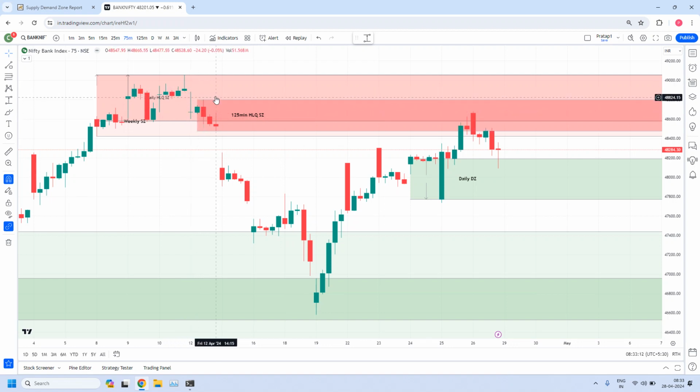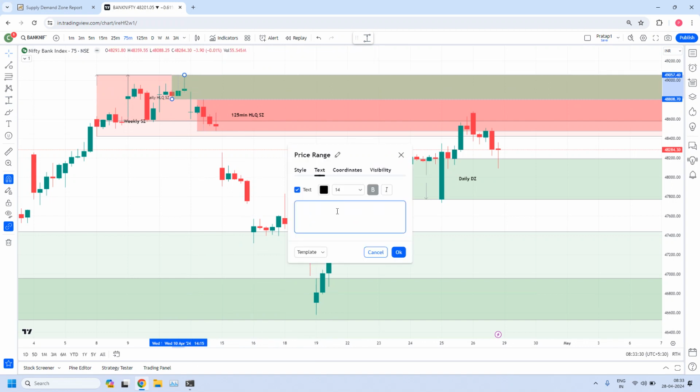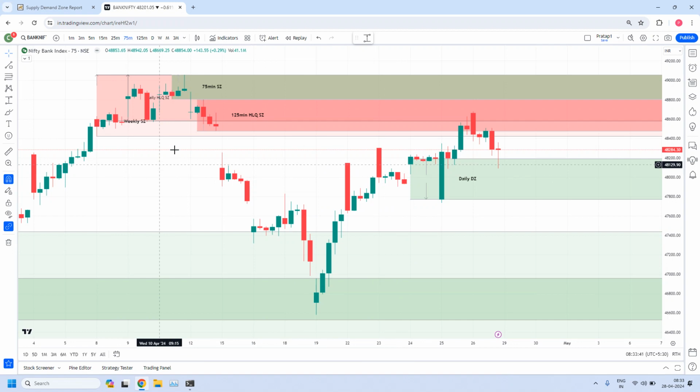See, many people, definitely those who are not aware of this hidden body, hidden zones concept, they never think this is a zone. But sometimes institutions create such kind of zone, they keep a lot of order flow in this area. So this is a very critical zone. Even if you add the hidden body here, rally, we have 1, 2, 3, 4 base candles. Again you add the hidden body, drop candle.